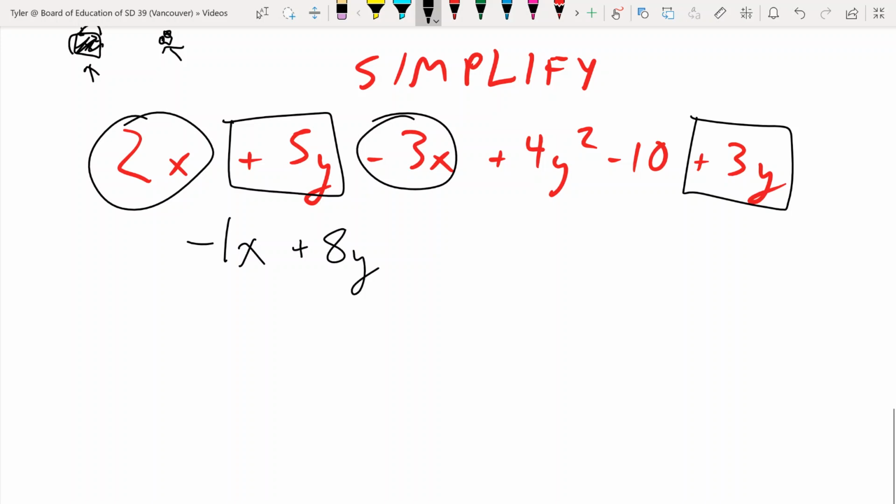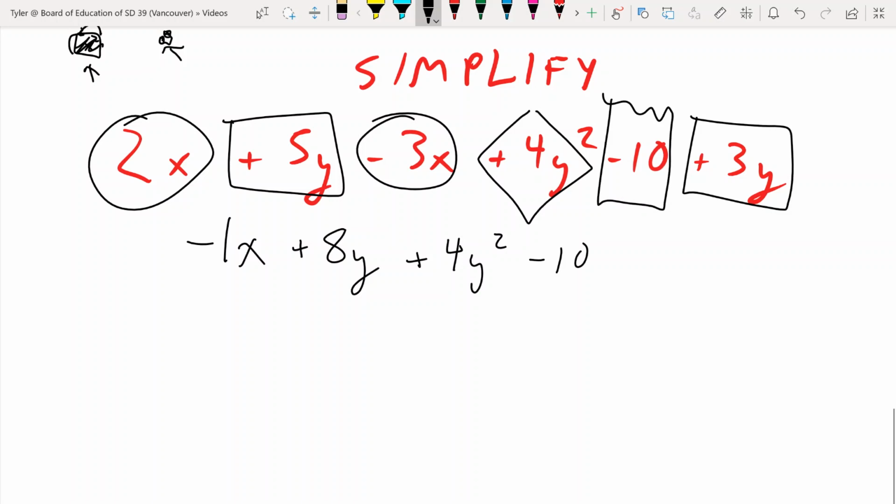Now I have this y squared. Let's look at this one. Plus 4y squared. It doesn't go with the 10, so I'm just going to write plus 4y squared. It doesn't change. And then again, the 10, same thing. It's different from everything else. It doesn't have any like terms, so it stays by itself. That's how you deal with these big, long questions.